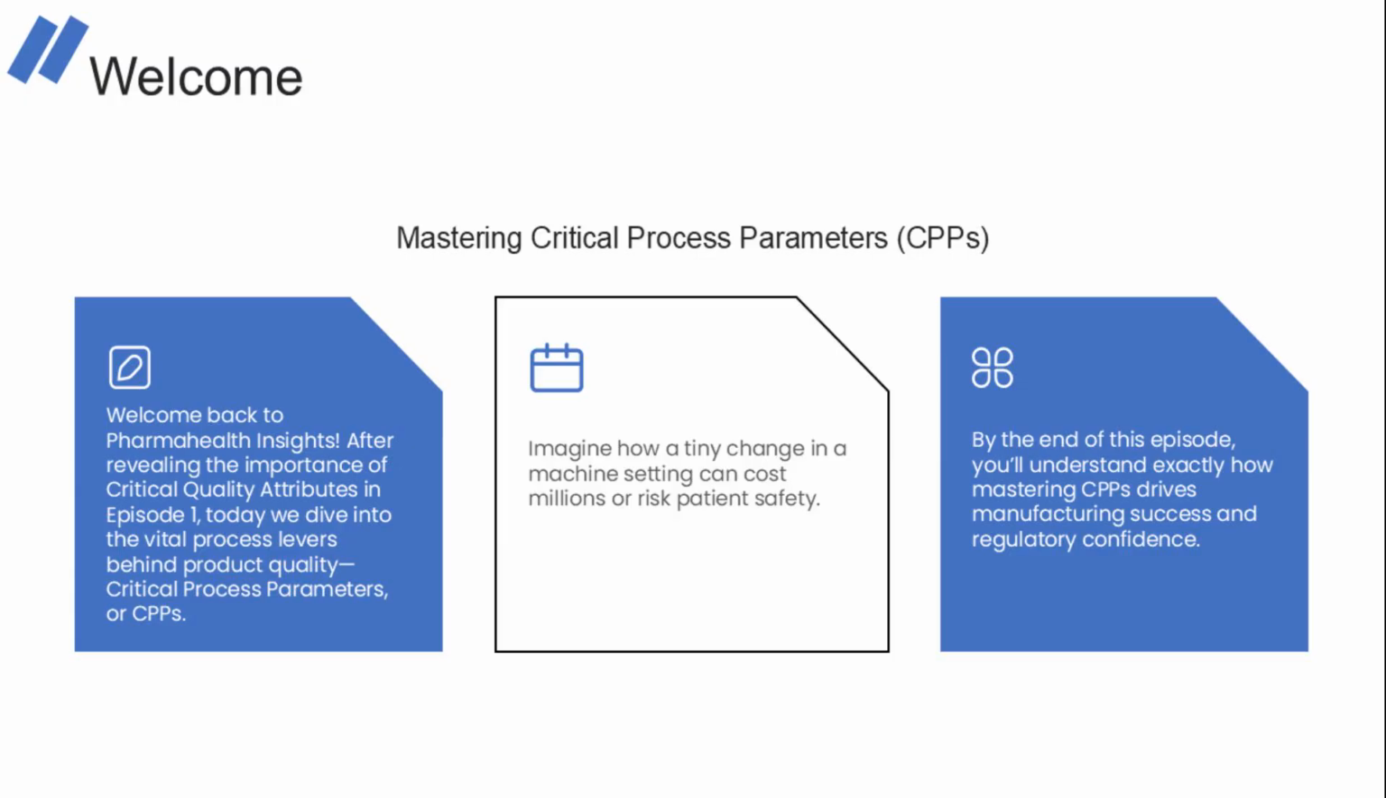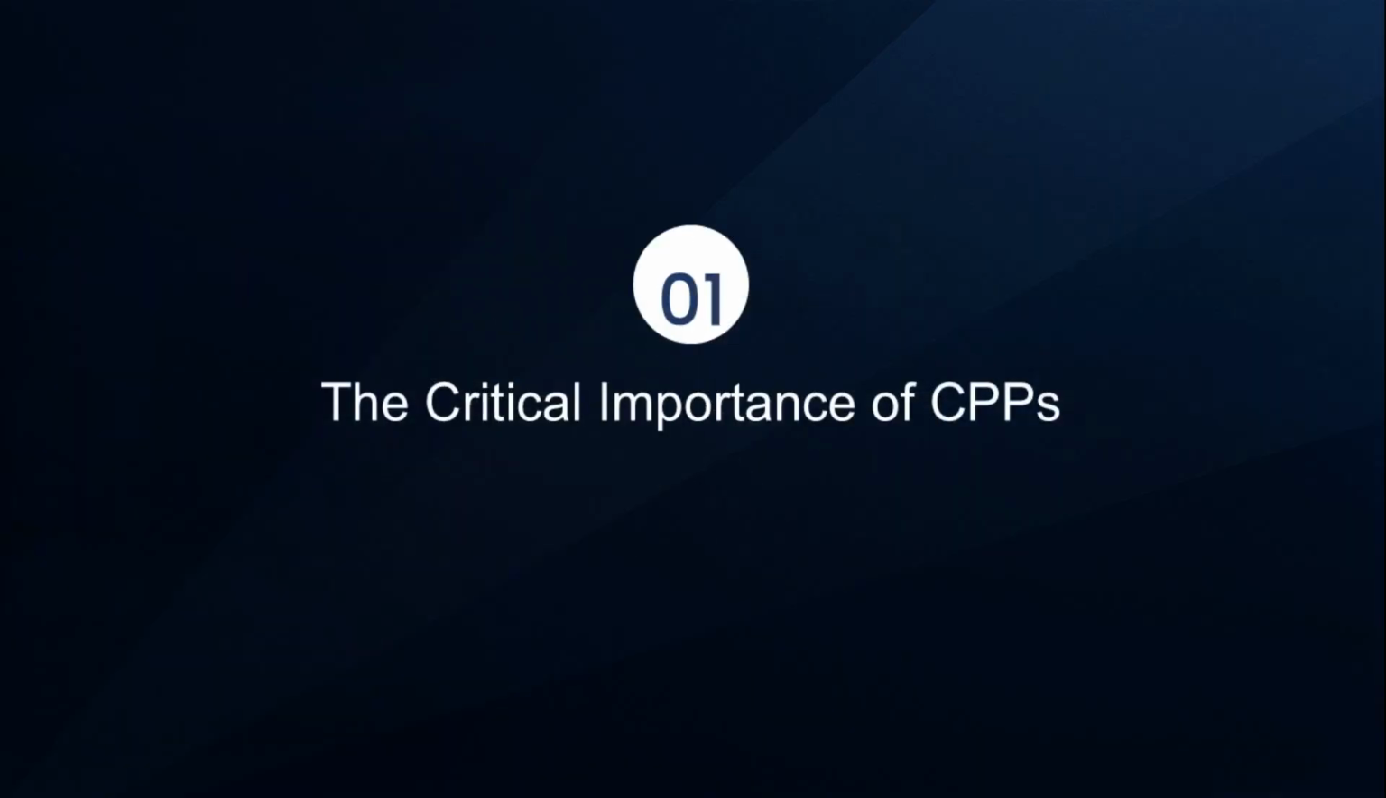It could lead to production delays, costly waste, or even impact patient safety if the product doesn't meet the right standards. By the end of this episode, you'll have a clear understanding of what CPPs are, how to identify and control them, and why mastering these parameters is essential for consistent product quality, smooth manufacturing performance, and strong confidence from regulators.